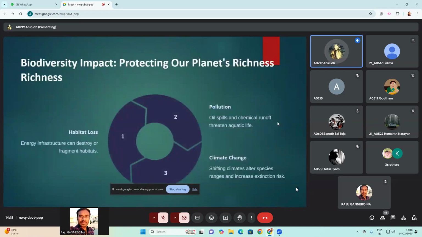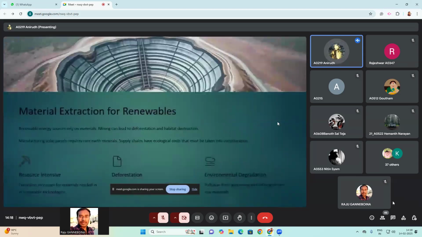So, biodiversity impact, protecting our planet's richness. There is habitat loss because of this extensive use of energy: habitat loss, pollution, climate changes. These are all impacts on biodiversity due to the use of energy.